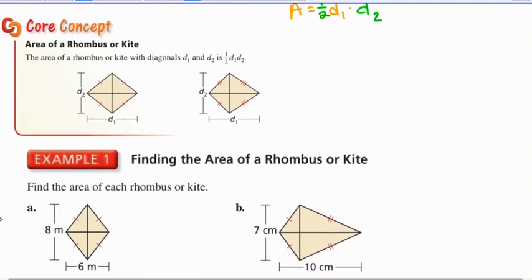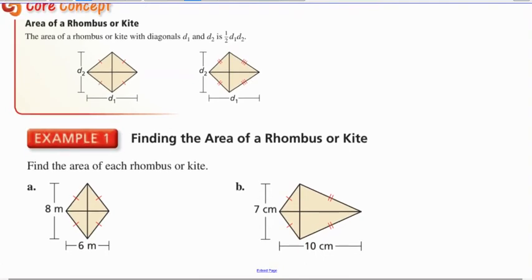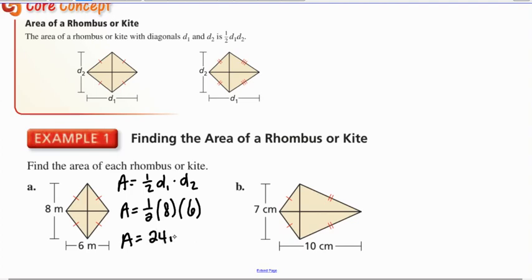Okay, so in order to apply that, we have a couple of problems down here. In this first figure, we have four congruent sides, so this is a rhombus. We have a diagonal of 8 meters and another diagonal of 6 meters. So we can do the area is 1/2 of diagonal 1 times diagonal 2, which becomes 1/2 of 8 meters times 6 meters. Half of 8 is 4, and then 4 times 6 is going to be 24. So that makes the area of this rhombus equal to 24 square meters.